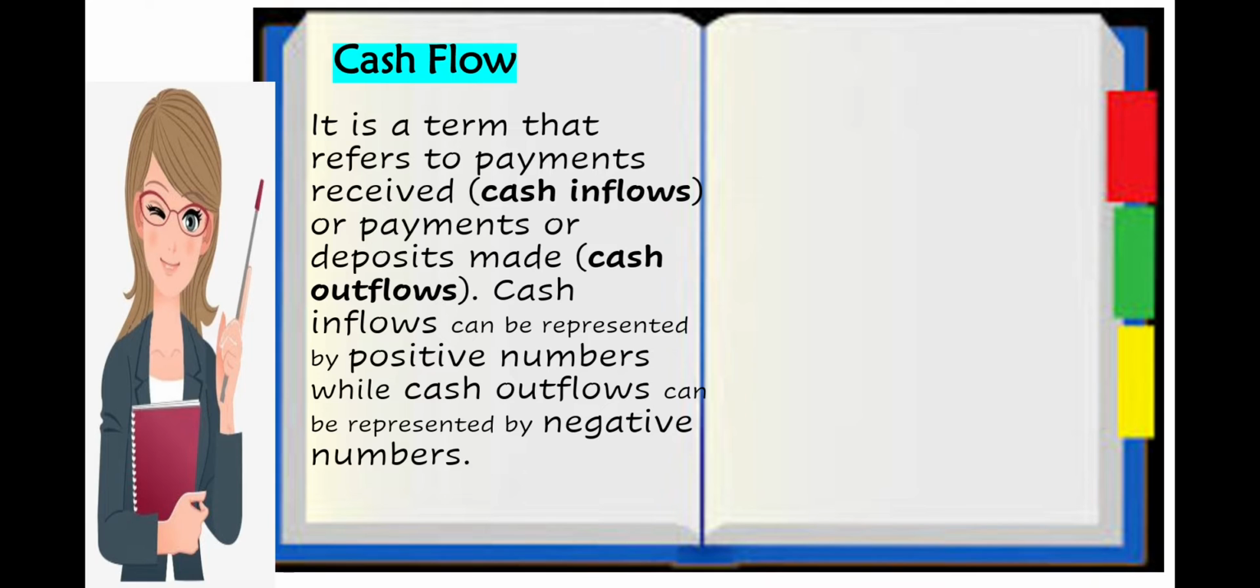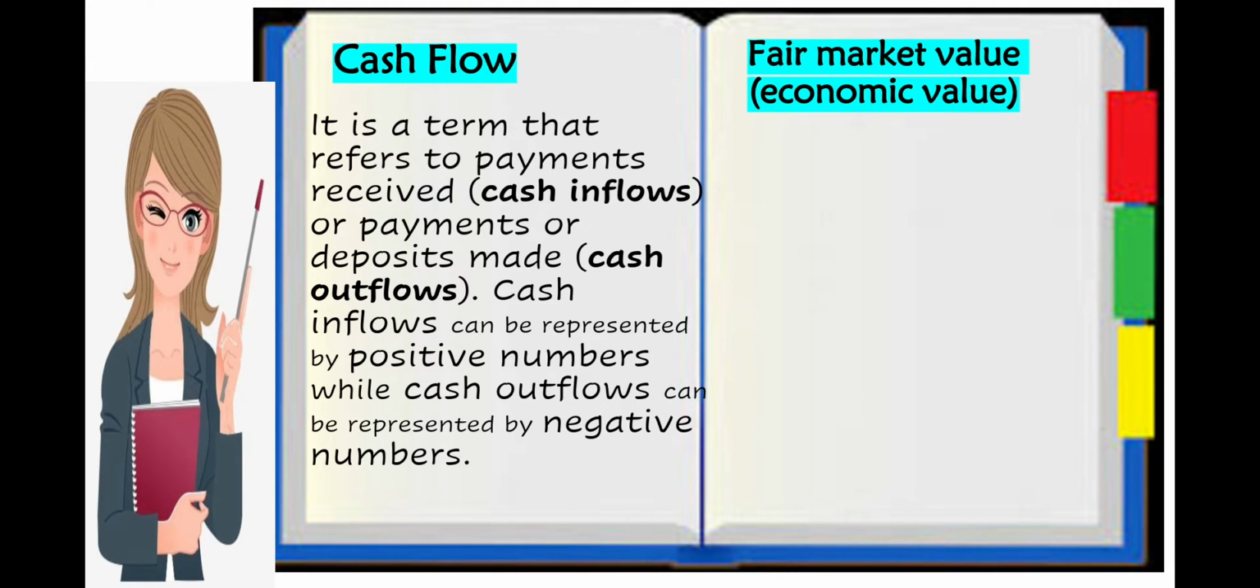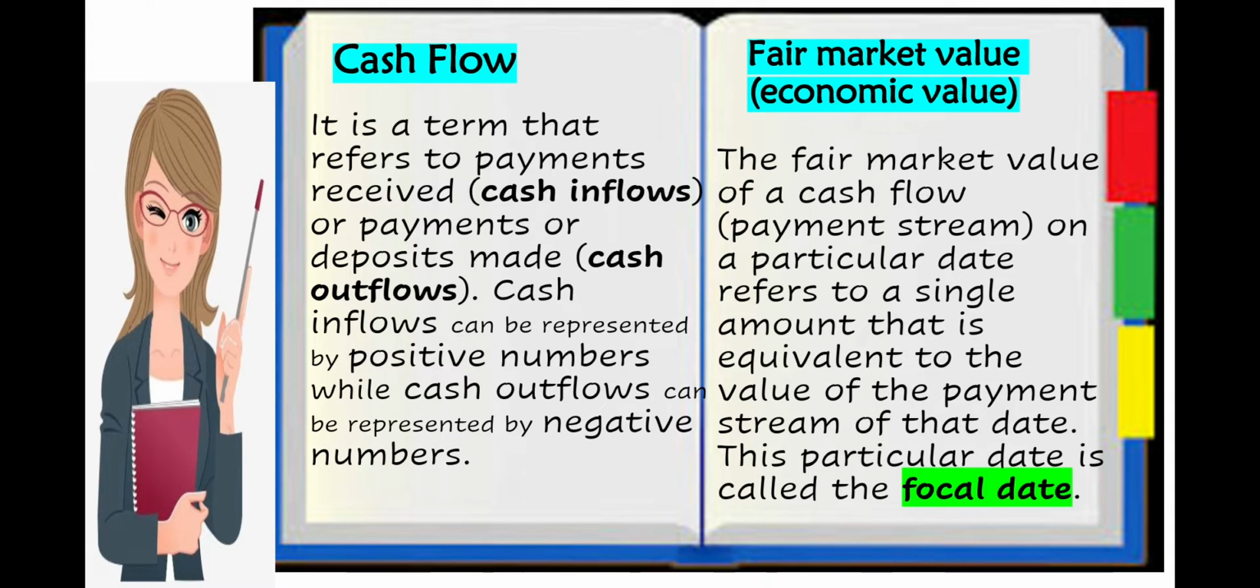So what is a cash flow? It is a term that refers to payments received, that is the cash inflows, or payments or deposits made, that is the cash outflows. Cash inflows can be represented by positive numbers, while cash outflows can be represented by negative numbers. While fair market value, or the economic value, of a cash flow or payment stream on a particular date refers to a single amount that is equivalent to the value of the payment stream on that date. This particular date is called the focal date.